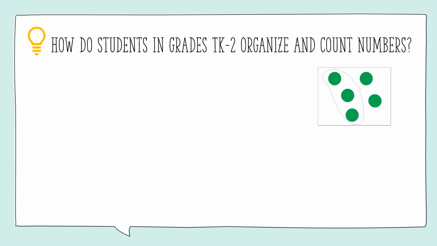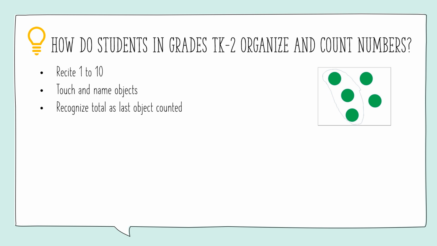Establishing this foundational understanding is a large part of the work in these grades. Starting in transitional kindergarten, students recite 1 to 10. They touch and name objects, which is essential for TK students as they count in order to connect the physical objects with a mental construct. With ample experience and opportunity to make sense of this mathematics, students develop the understanding that the last object counted represents the total number of objects in a group.